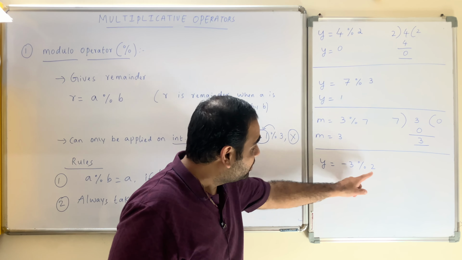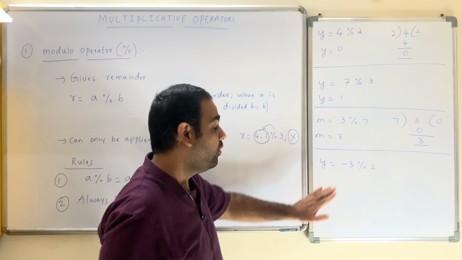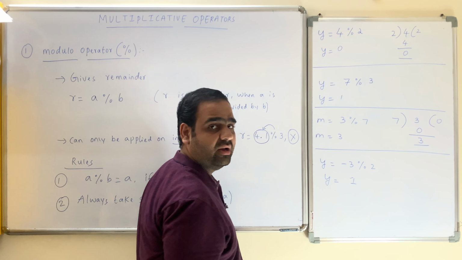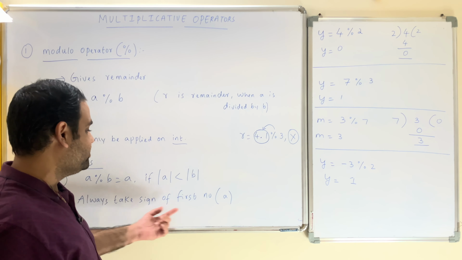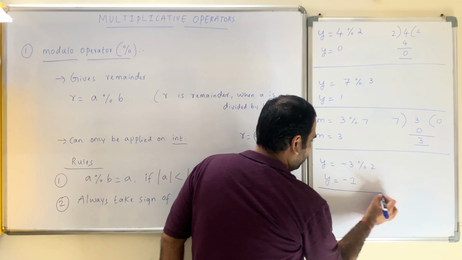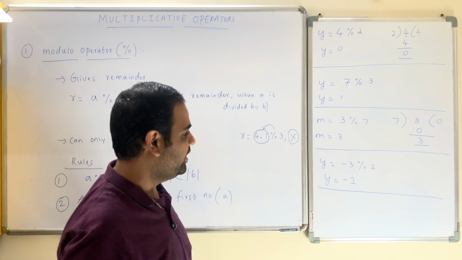First you evaluate 3 modulo 2. Remove this sign and evaluate 3 modulo 2. What is 3 modulo 2? It will be 1. And take the sign of the first number. What is the sign of the first number here? Minus. Therefore, minus 3 modulo 2 will be minus 1 in the C programming language.